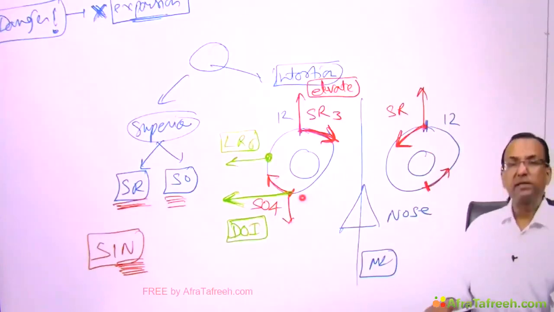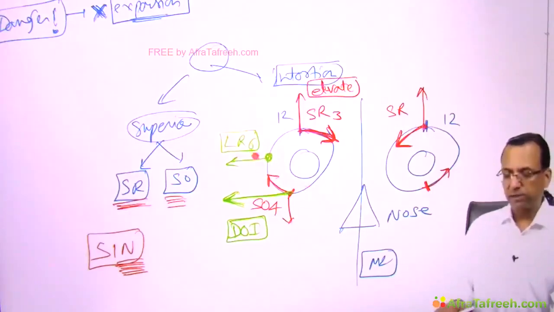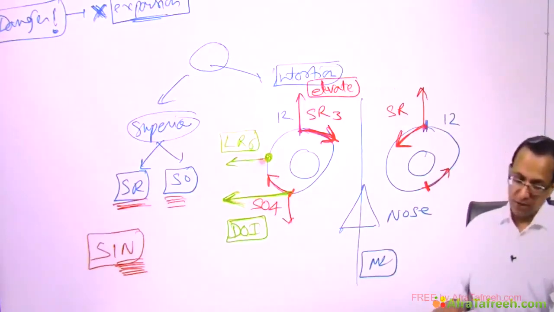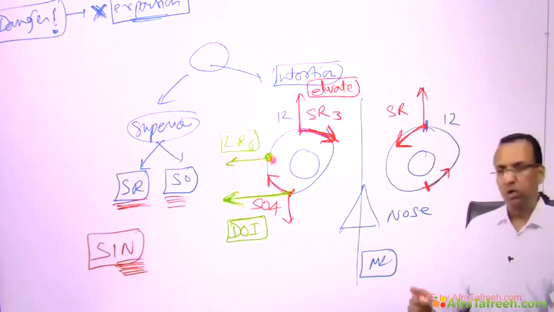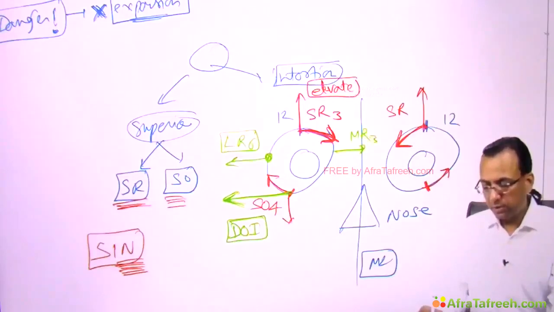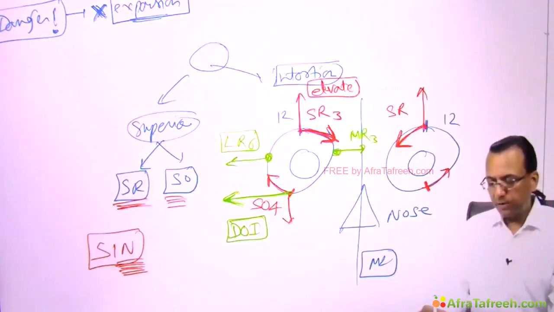When it is doing intorsion, it is assisted by a synergistic muscle, the superior rectus. And when it is doing abduction, the synergistic muscle is the lateral rectus. Then there is also the medial rectus, MR3, third nerve. Then it will be working with the superior rectus. Correct.